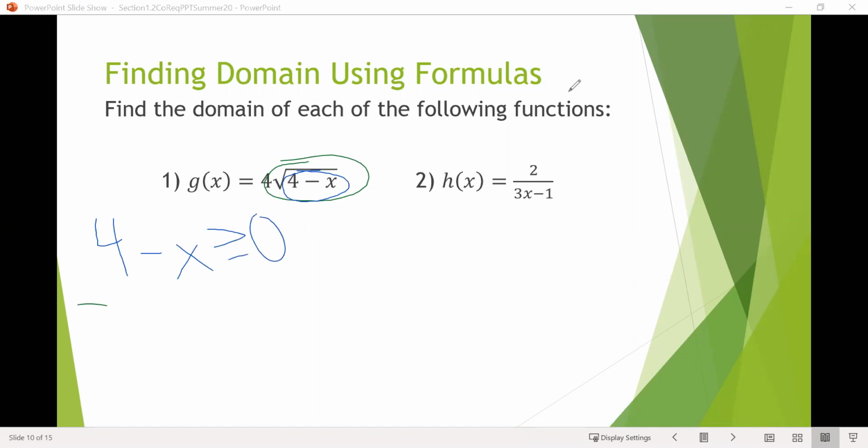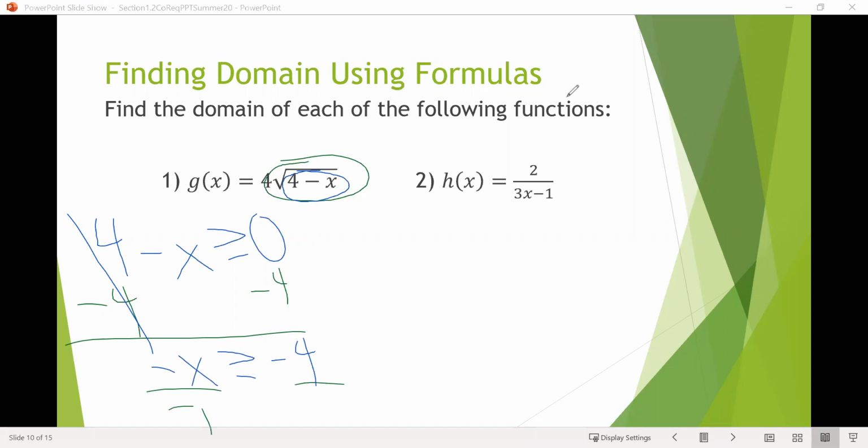Go ahead and solve that by subtracting 4 from both sides. The 4 and negative 4 cancel. We'll have negative x greater than or equal to negative 4. Can divide by negative 1 on both sides. So we end up with x, and because we divided by a negative, it flips our inequality. So we'll have x is less than or equal to positive 4 as our domain for this function.